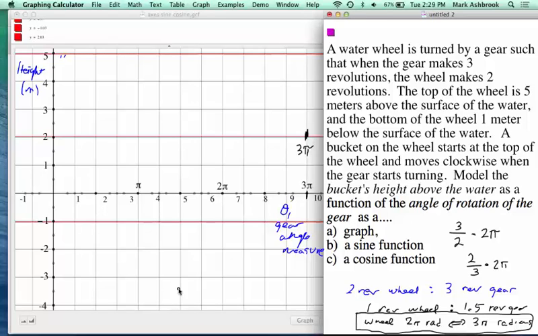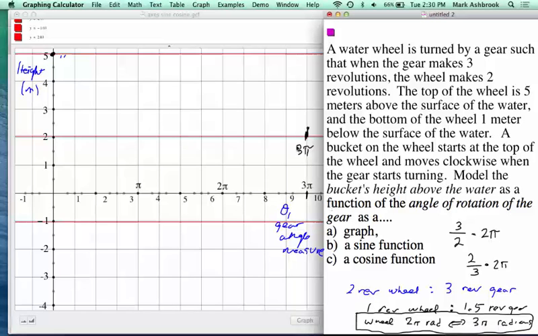A bucket on the wheel starts where? At the top of the wheel. How many meters above the water is that? 5 meters above the water. So it's going to start at the min, midline, or max? Max. When the gear starts turning, theta equals 0, the bucket is at the high point.